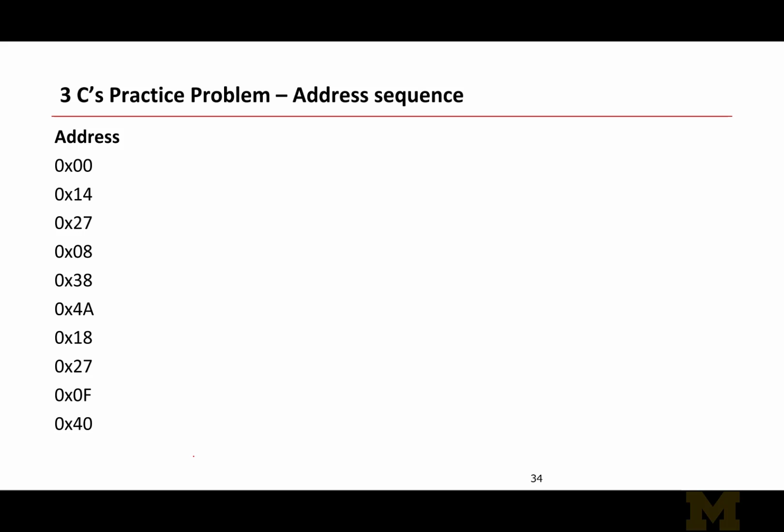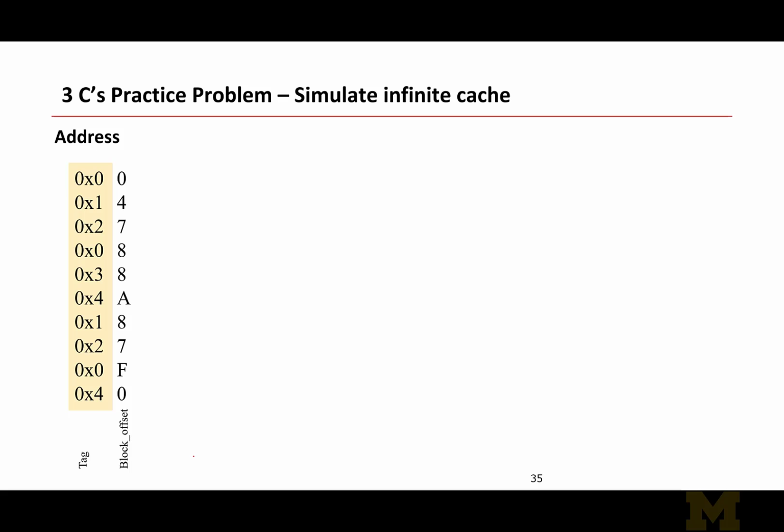I'm asked to classify this address sequence into the 3 categories that we just spoke about. So remember, I said that in order to classify, first I need to simulate 3 different caches: infinite cache, a fully associative cache, and then the given cache. So let's start with simulating an infinite cache.